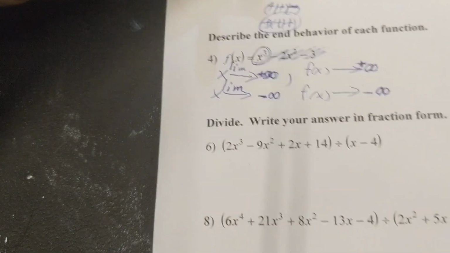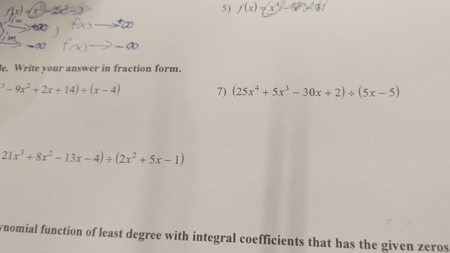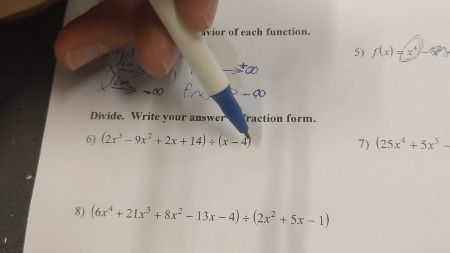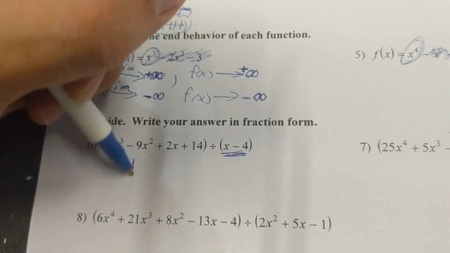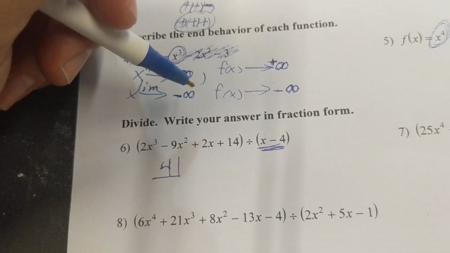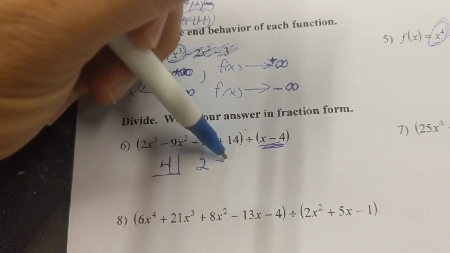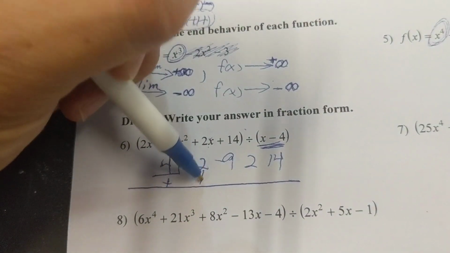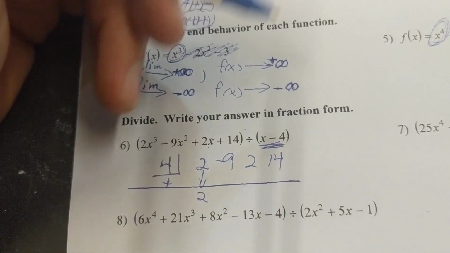Number 6: 6, 7, and 8 are all long division problems. On number 6, you can get away with synthetic division, so if you prefer, you can do that. Just remember, x minus 4 translates into a positive 4. And then we'll copy the old coefficients here: 2, minus 9, 2, positive 14. And then we bring these down like we've been doing. That's 2, and it goes just like we've been doing. We already been using this technique.